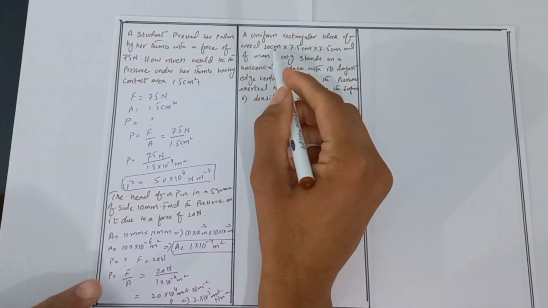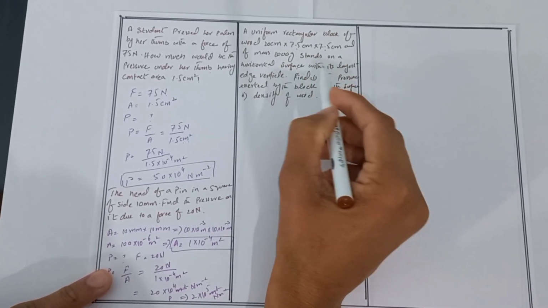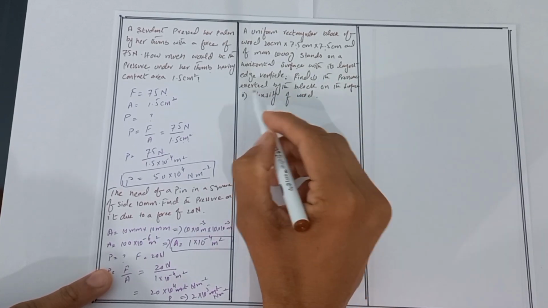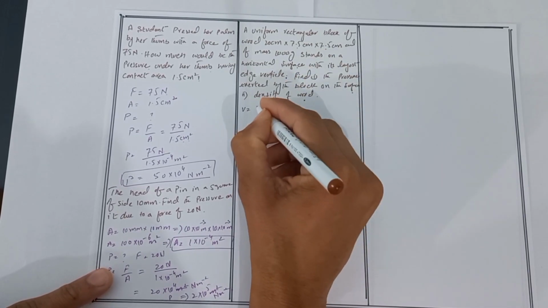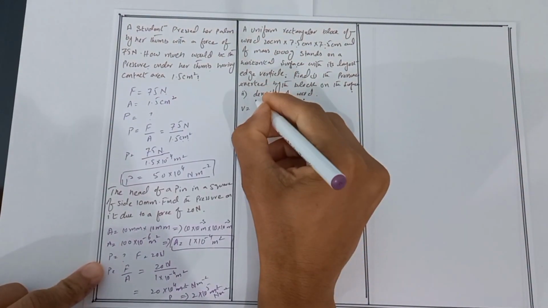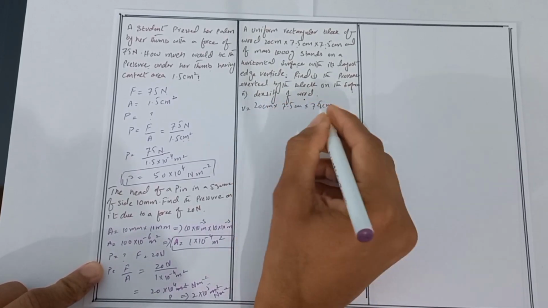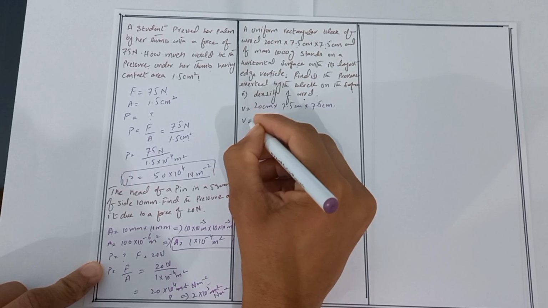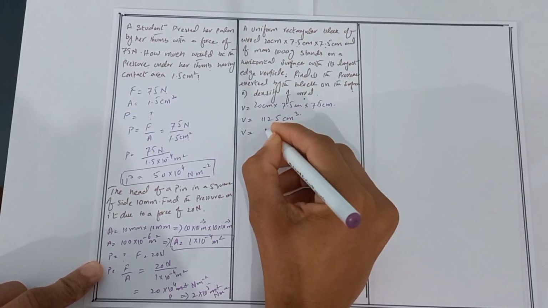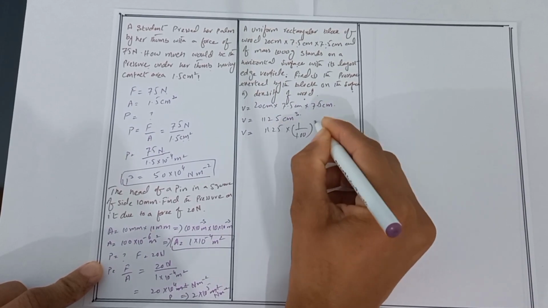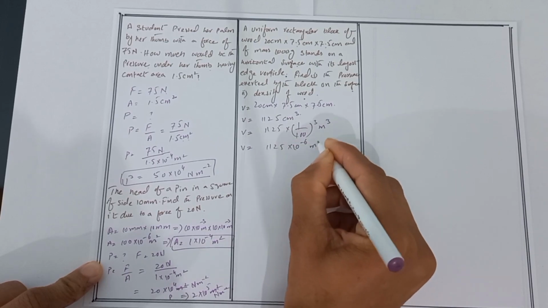Now the question is, a uniform rectangular block of wood 20 cm, 7.5 cm and 7.5 cm of mass 1000 grams stands on a horizontal surface with its longest edge vertical. First, find the pressure exerted by the block on the surface. Second, calculate the density of the wood. Now the volume of the wood is 20 cm multiplied by 7.5 cm multiplied by 7.5 cm. So when we multiply it, we get 1125 centimeter cube. Convert it to meter cube: 1125 multiplied by (1/100) to the power 3. So its answer becomes 1125 × 10^-6 meter cube.